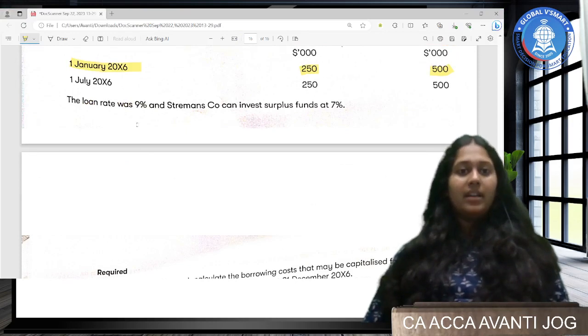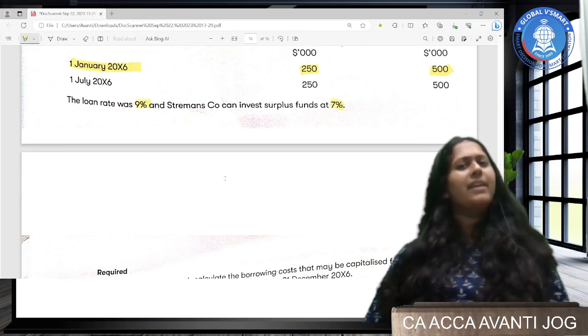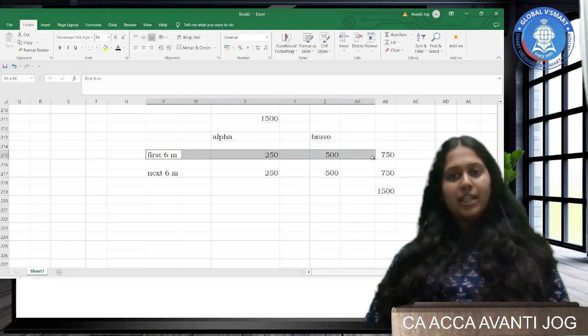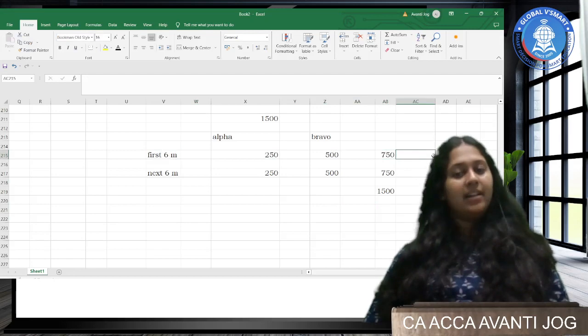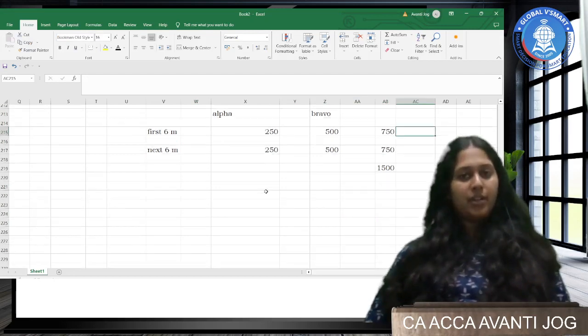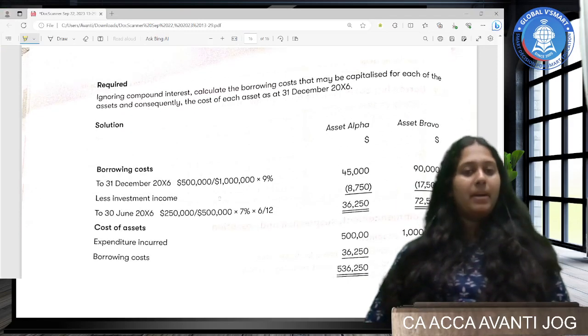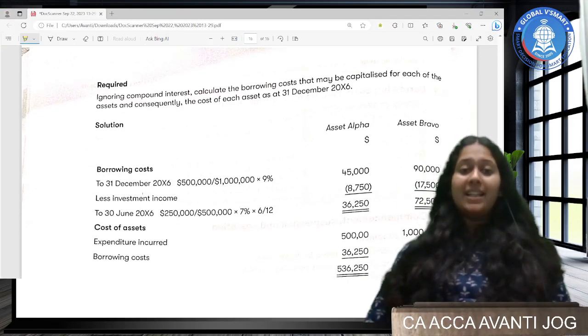All right. The rate of loan was 9% and the investment fund rate is 7%. Why are they giving you investment? Obviously, because in the first 6 months, when the 750 other funds were idle, we would have invested it in the first 6 months, correct? So we need to consider it. Now, how to do the capitalization? Okay. Let's take the first 6 months first. That is the one up to 30th of June. Okay?